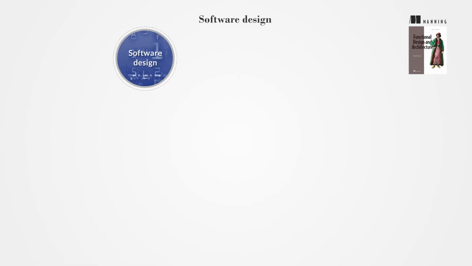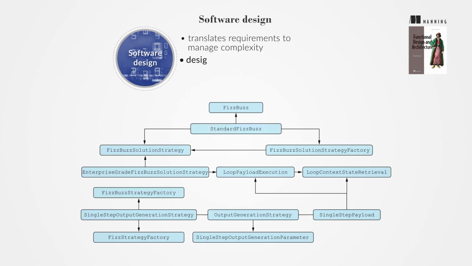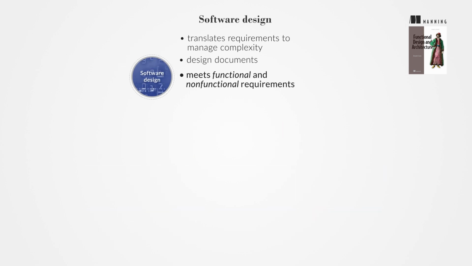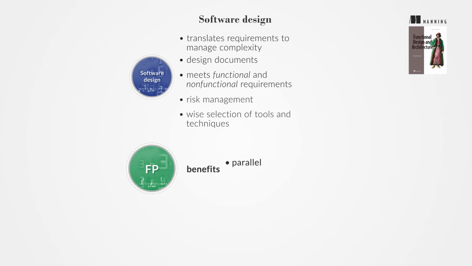Software design manages complexity by translating business requirements into structured solutions. It involves creating design documents and ensuring the software meets both functional and non-functional requirements. Software design is about risk management and choosing the right tools and techniques to minimize future problems. FP offers benefits like parallelism and determinism, contributing to simpler and more manageable code.